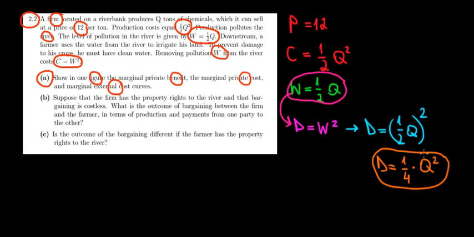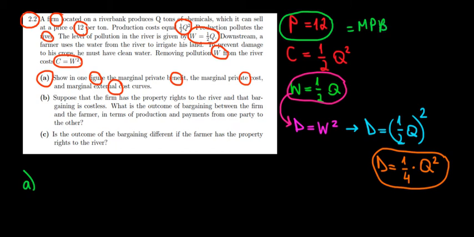Now with this in mind, let's solve this question in part A. We want to draw on a graph the marginal private benefit. Well, the marginal private benefit is how much we make from selling one unit, and that's the $12 over here. This will be our marginal private benefit.